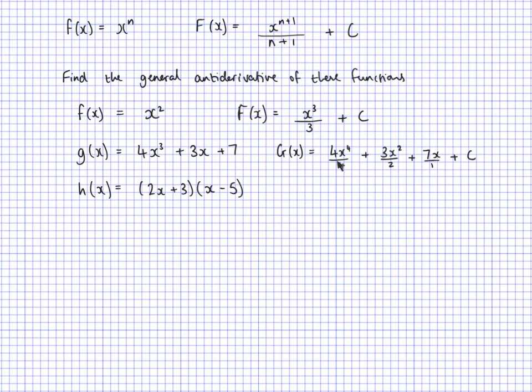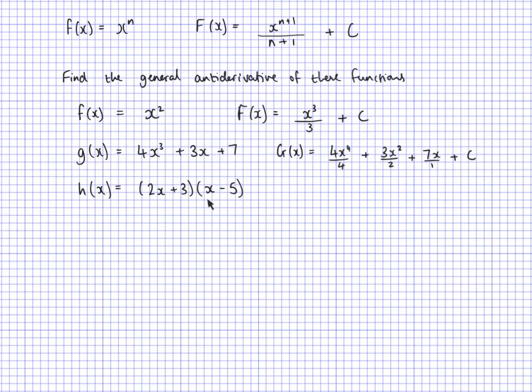Now you can see this one simplifies. These 4's will cancel out, and we'll have x to the power of 4 plus 3x squared over 2 plus 7x plus c. Let's do this one. So here we've got h of x is equal to 2x plus 3 times x take away 5.